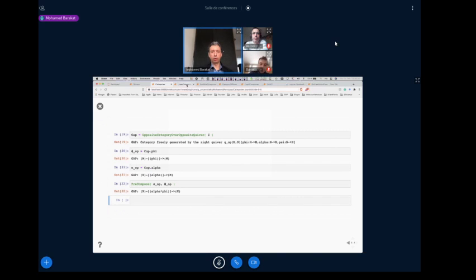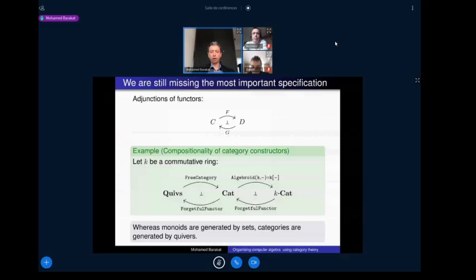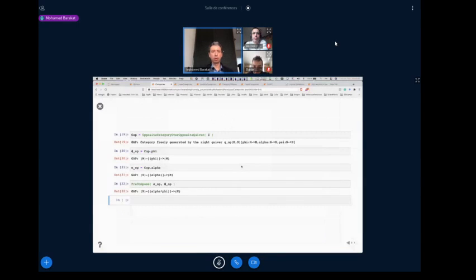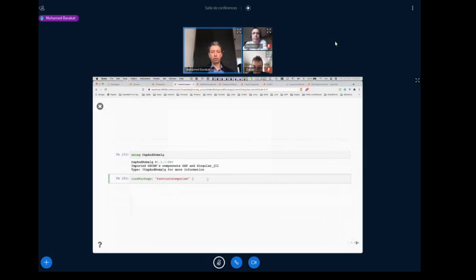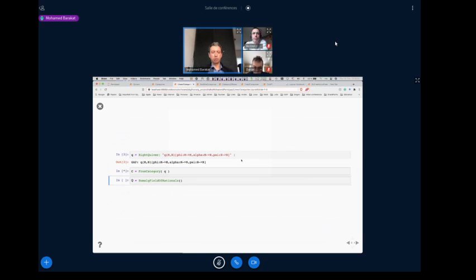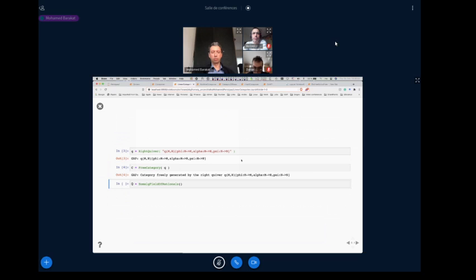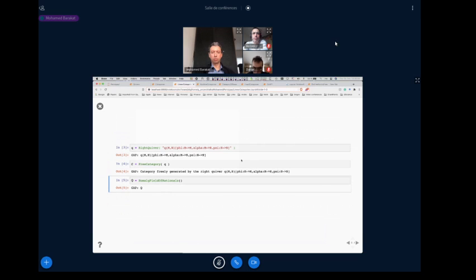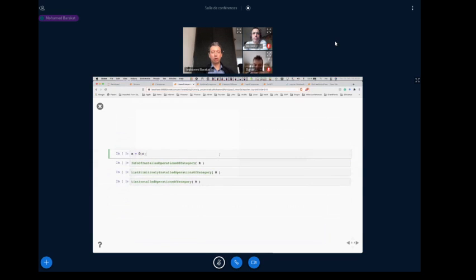Okay, so let's go to linear category. This gives me the first circle here. And now I want to look at the second circle. So this stuff is already preloaded. And now I take the commutative ring K to be the field of rationals. And now I do the algebroid.